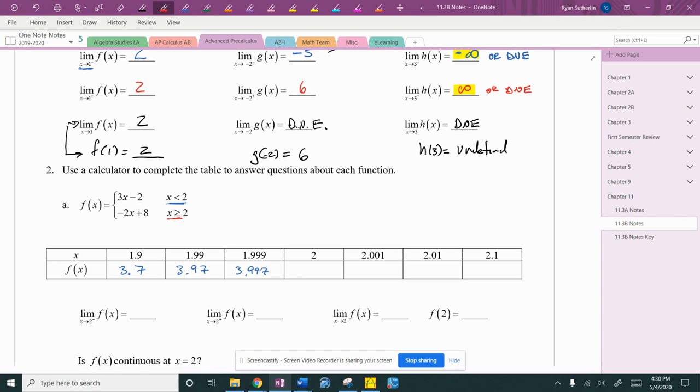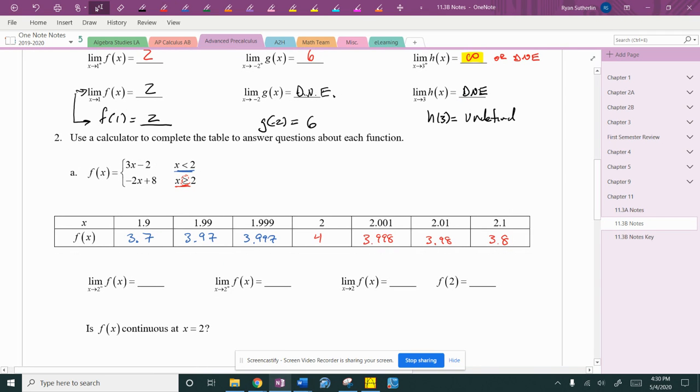Now, when I plug in 2, I'm going to be plugging into the bottom part because that is right here where it includes 2. So if I plug 2 in for x, I get 4. If I plug in 2.001, we get 3.998. 2.01 into the bottom, and I get 3.98. And 2.1 into the bottom, and I get 3.8. So now let's evaluate limits.